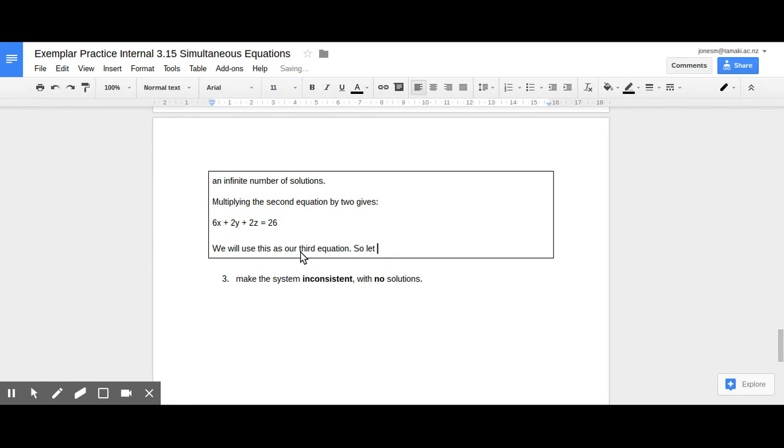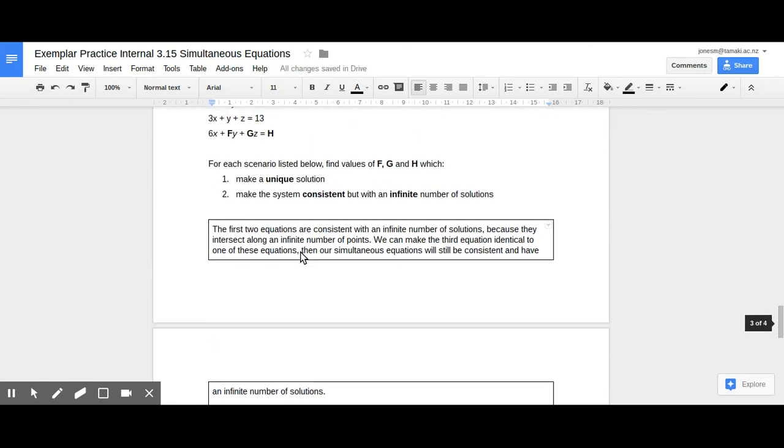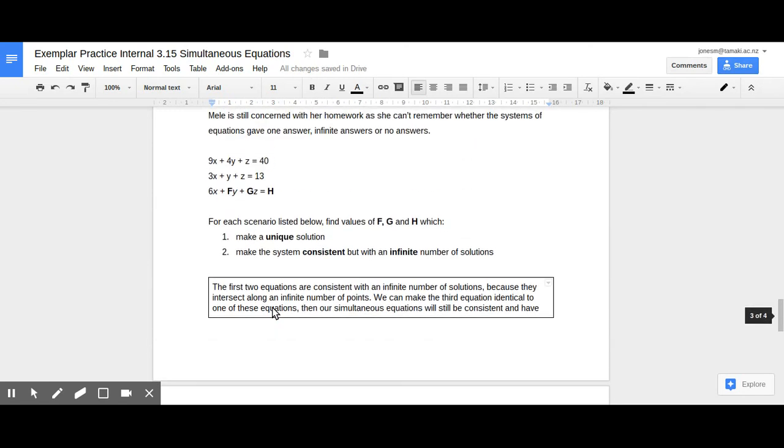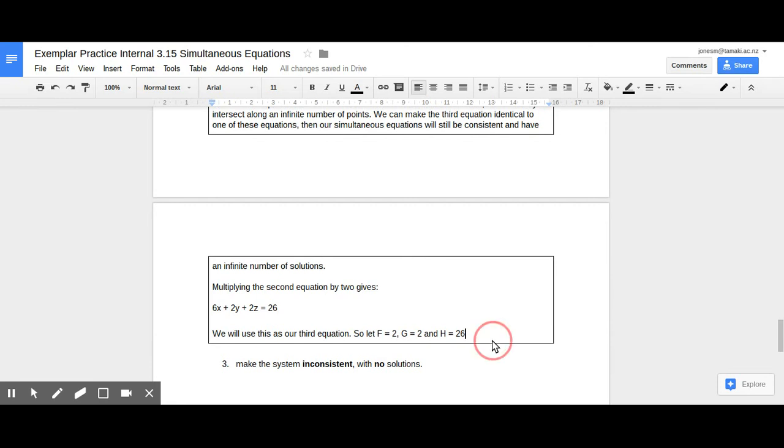So let f be 2, g be 2, and h equal 26. So I'm letting f equals 2, g equals 2, h equals 26. All right, and let's see what happens.